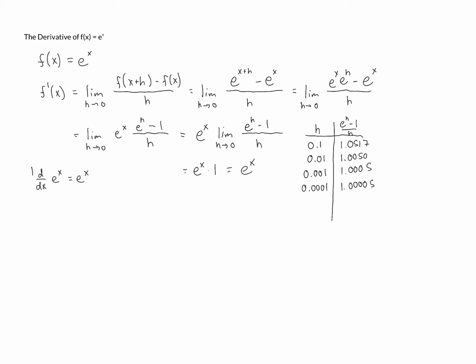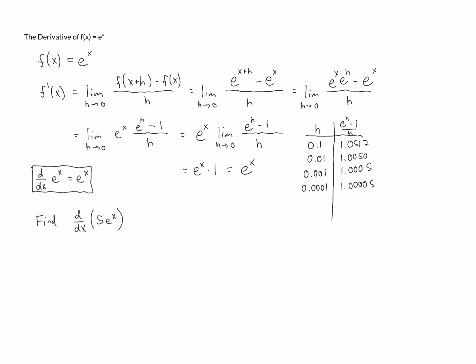And now that we have calculated this once, we do not have to go through the limit definition again. We can just use this as a fact. And we can use this to differentiate other similar functions. Let's do one quick example. Let's find the derivative of 5 e to the x.